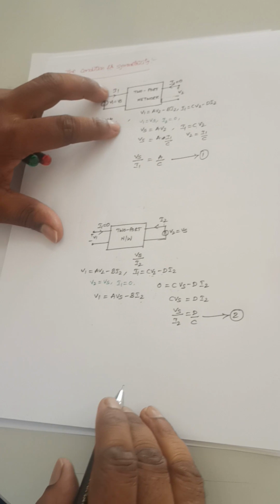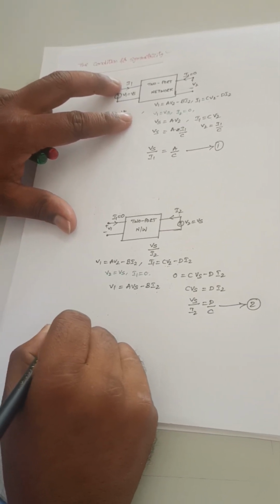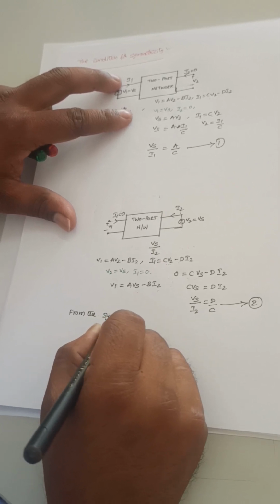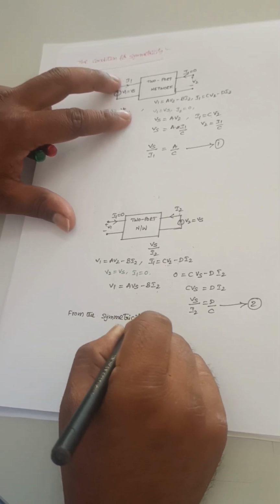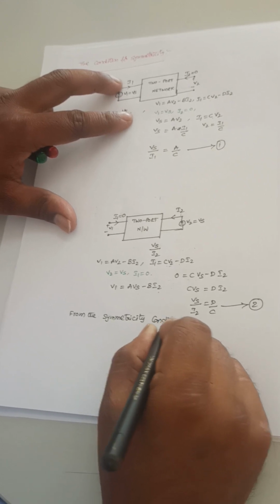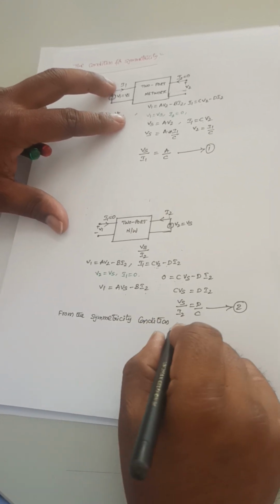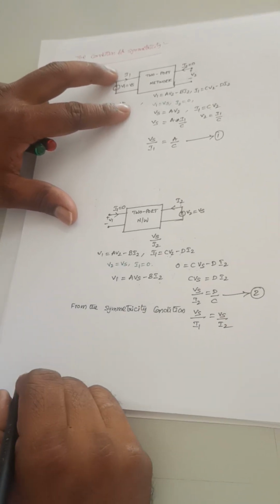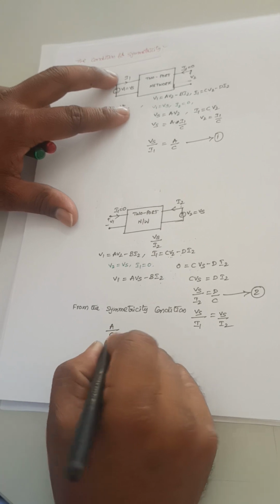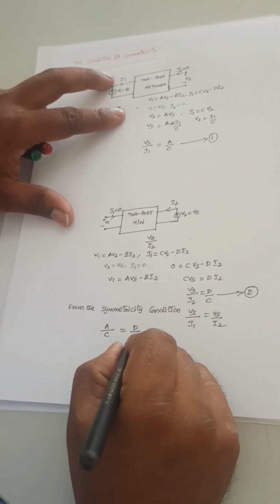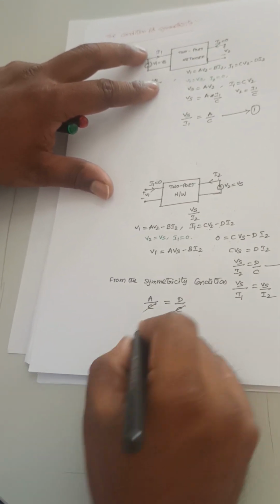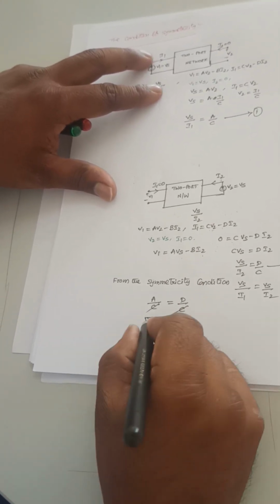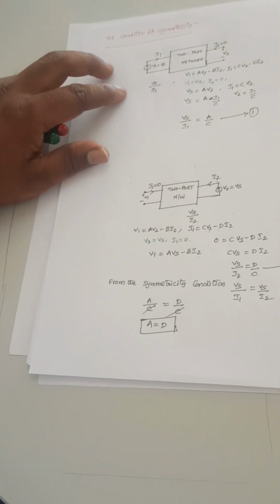From these two equations, from the symmetricity condition, Vs by I1 is equal to Vs by I2. Now if I use these values, A by C is equal to D by C. If I cancel these two, A is equal to D. This is the condition for symmetrical networks in terms of ABCD parameters.